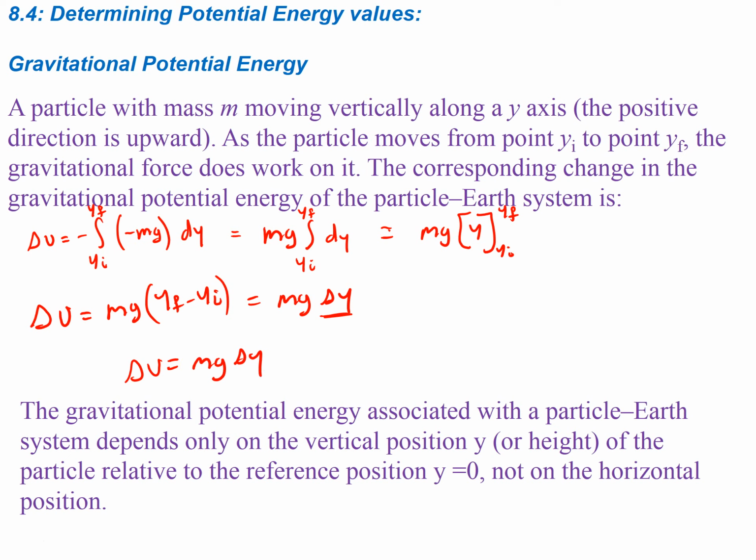And like I said, if you wanted to find just what the potential energy was, gravitational is just mgh, right, or mgy. All right, the gravitational potential energy associated with this particle-Earth system depends only on the vertical position y of the particle relative to the reference position y equals 0, not on the horizontal position. So again, the only thing that matters when we're talking about gravitational potential is our y displacement.